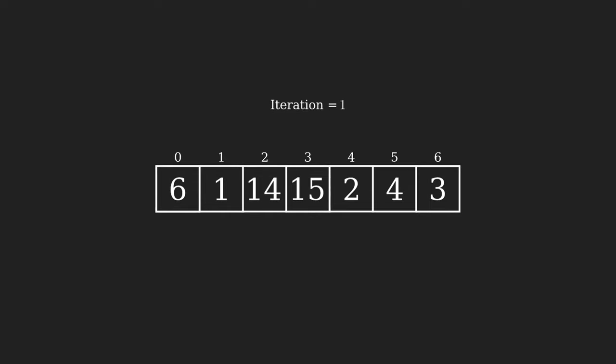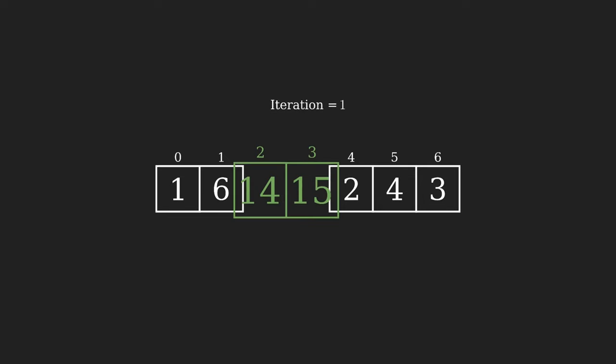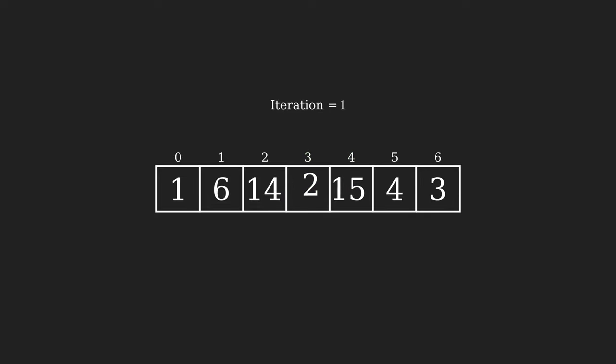Let's say we want to sort our array in ascending order. We start by comparing the items at index 0 and 1. If the right item is smaller than the left item, we swap them. So here, we swap 6 and 1. Now, we compare the items at index 1 and 2. The right item is bigger than the left item, so no need for swapping here. One more time, we compare the items at index 2 and 3. The right item is bigger than the left item, so we don't need to swap them. And one last time, we need to swap items at index 5 and 6 as 15 is bigger than 3.